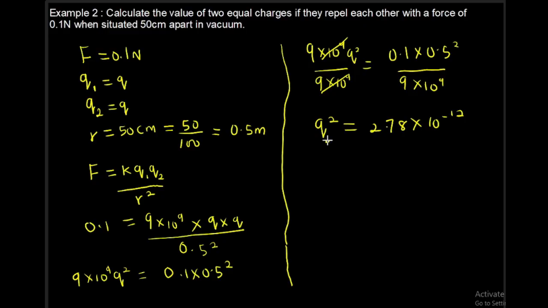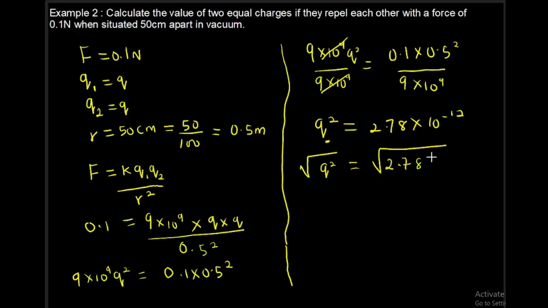Now we're looking for Q. It's the value of two equal charges, so we need the value of each individual charge. Alright. So to get it, we take the square root of both sides. This is Q squared, that's not what we're looking for. We're just looking for Q. So to remove this square, we take square roots of both sides of the equation.